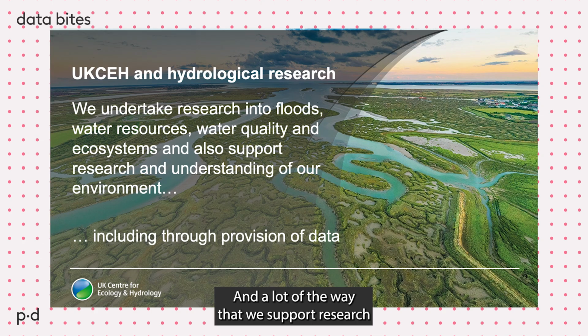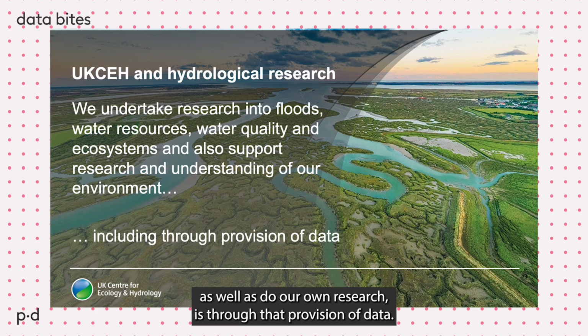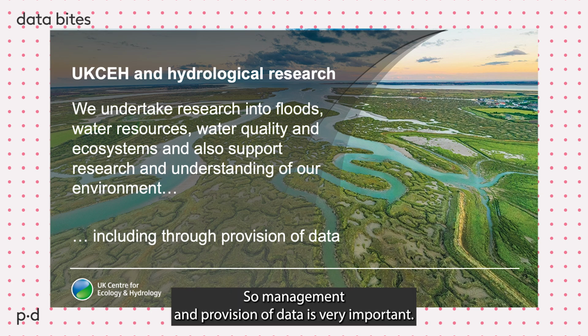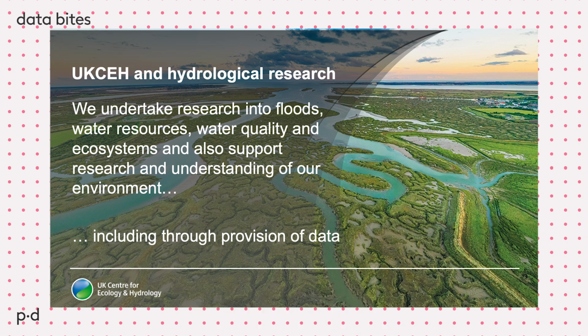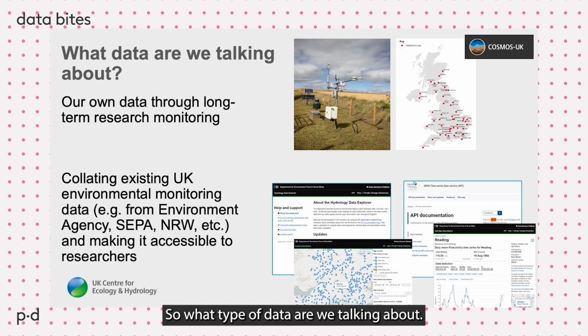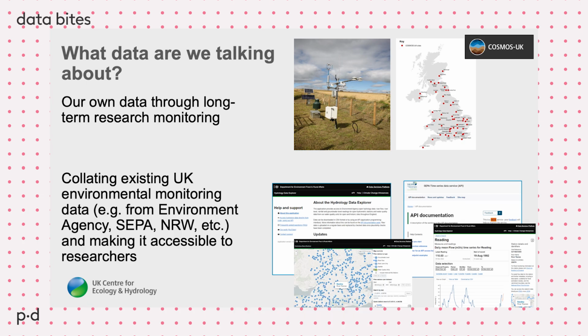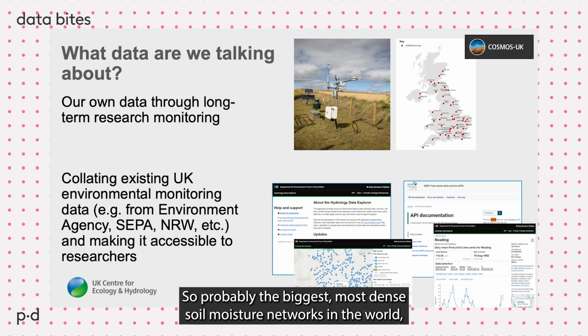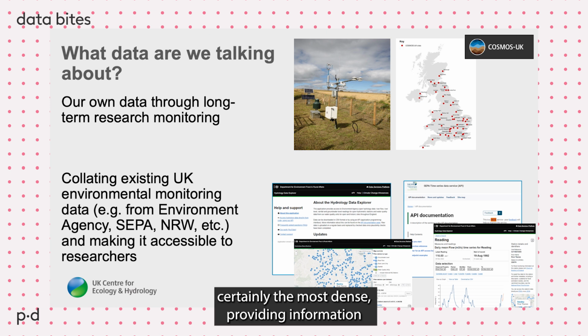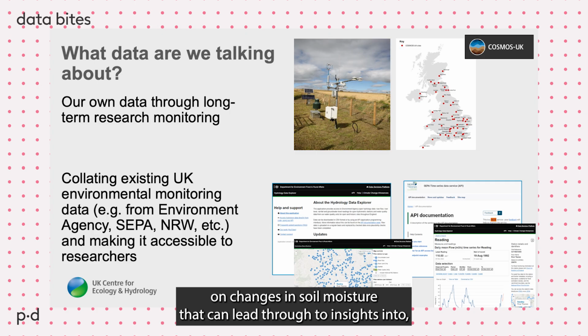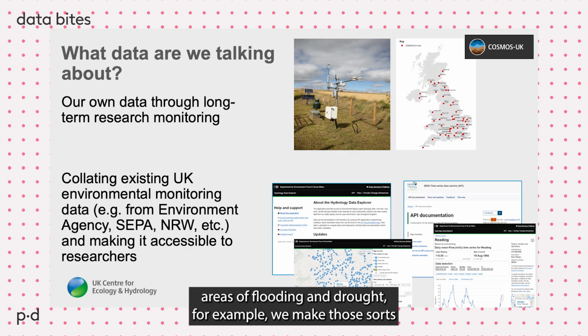And a lot of the way that we support research, as well as do our own research, is through that provision of data. So management and provision of data is very important. So what type of data are we talking about? It's both our own data that we produce, through long-term research monitoring. So for example, this is a network that we run of 50 soil moisture sites. So probably the biggest, most dense soil moisture network in the world, certainly the most dense, providing information on changes in soil moisture that can lead through to insights into areas of flooding and drought, for example.